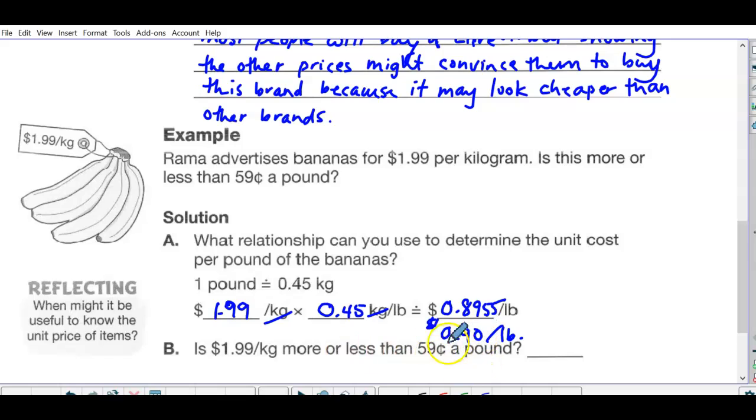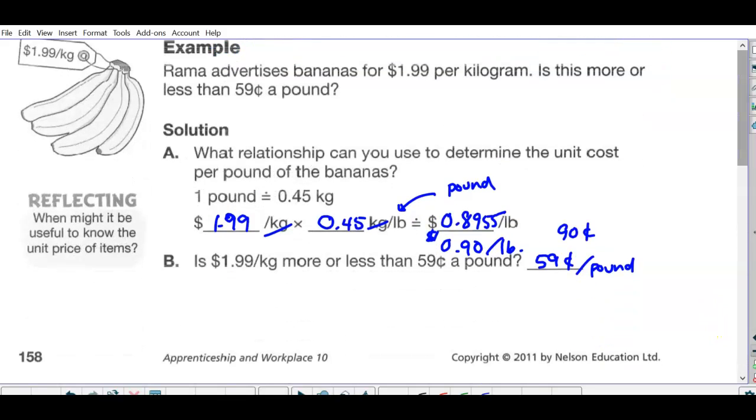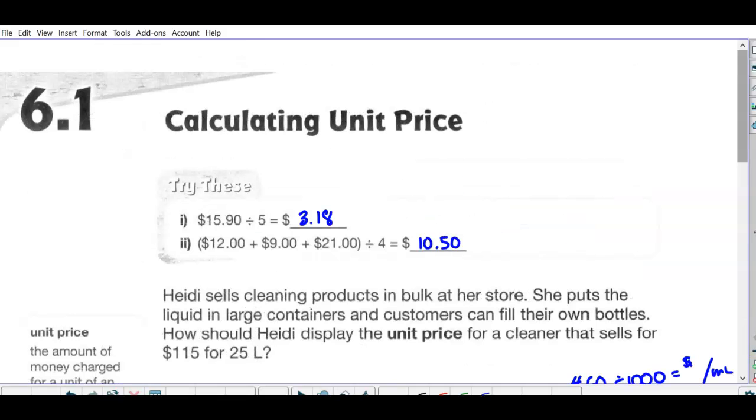Okay, and so if we compare these two, that's 90 cents. We can show that as 90 cents. This is 59 cents. So which is cheaper? The 59 cents per pound is cheaper. Oh gosh, I didn't spell that right. Per pound. And I should have reminded you, this LB here is a short form for pound. Okay. And that was 6.1. We're done.